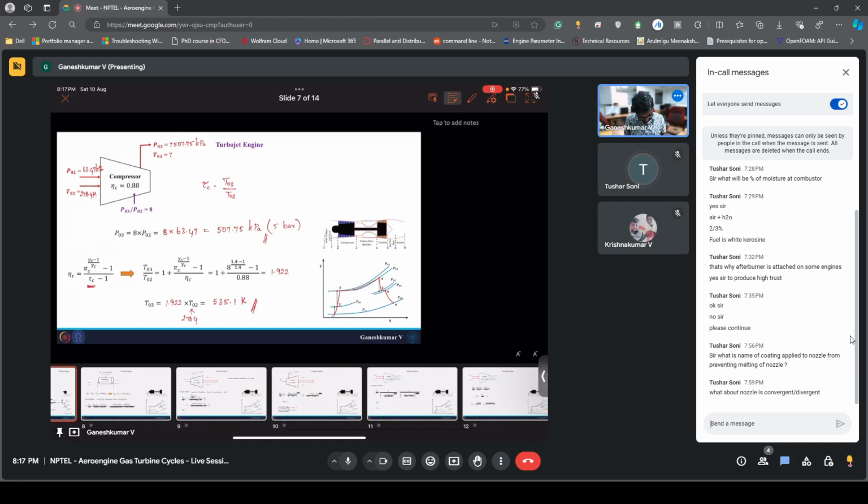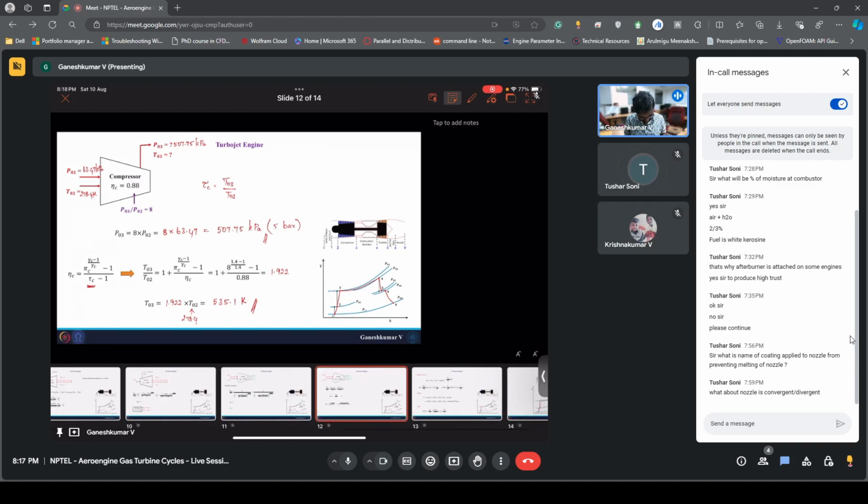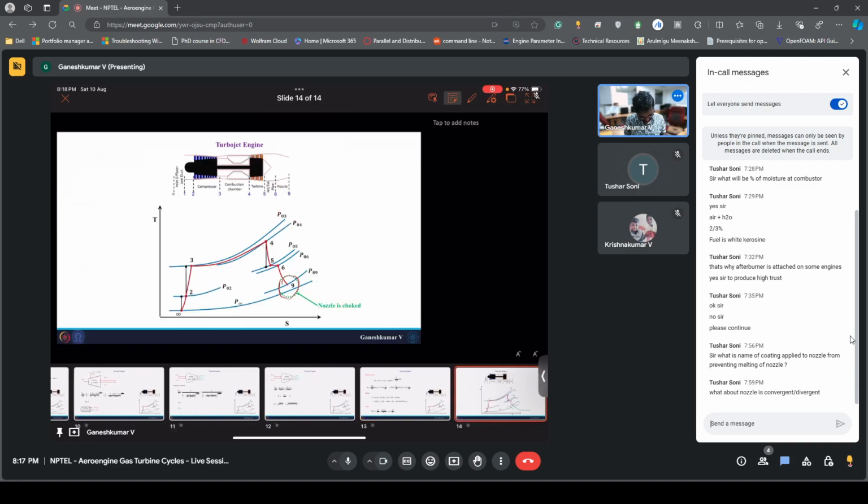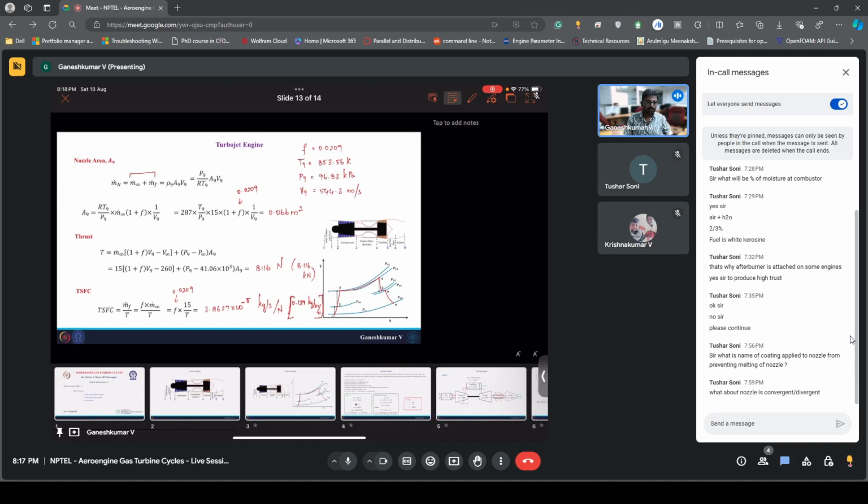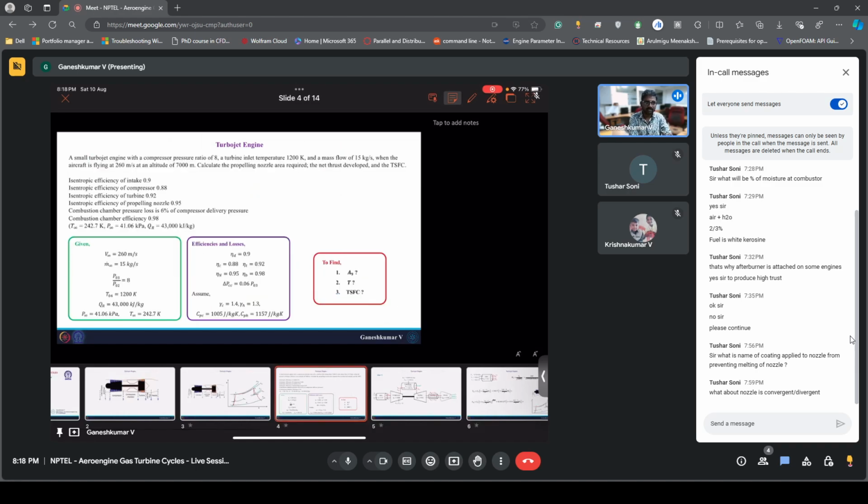Yeah, I think that's it from my side. So the important takeaway from this is we understood how to solve a turbojet engine. A similar question is there for your week 3 assignment. We found out how to perform calculations for a turbojet engine. We also discussed the TS diagram, and we found the calculation of exit area, thrust and TSFC. In addition, we also discussed the working of each component of a turbojet engine.